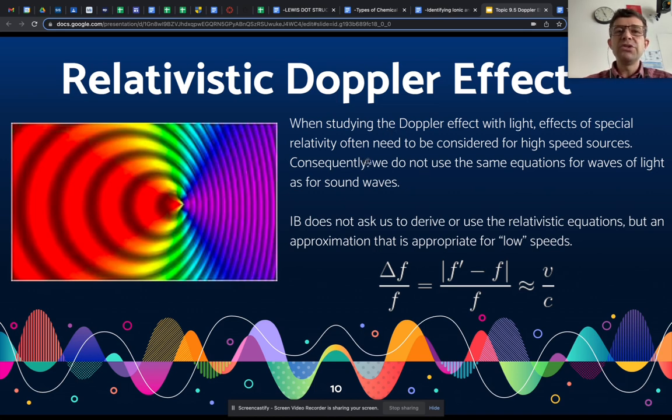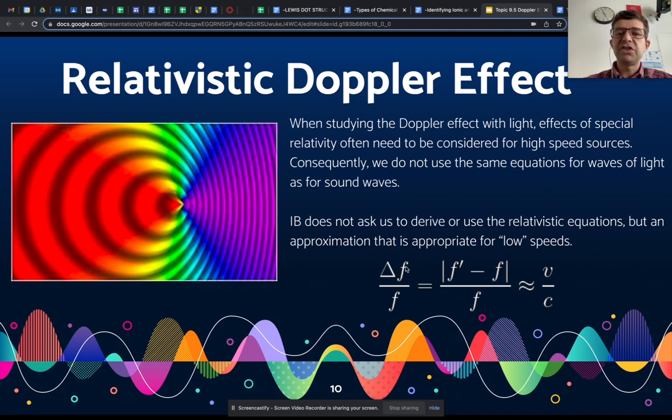Consequently, we don't use the same Doppler effect equations for light as we do for sound. They become much more complicated. IB doesn't ask us to derive or use these. However, they do mention that there's an approximation that we can use for low speeds, meaning speeds that are much, much slower than the speed of light. And it actually turns out to be quite nice.